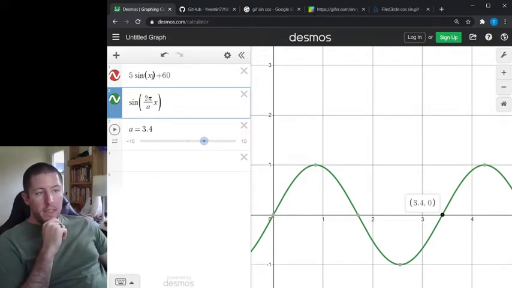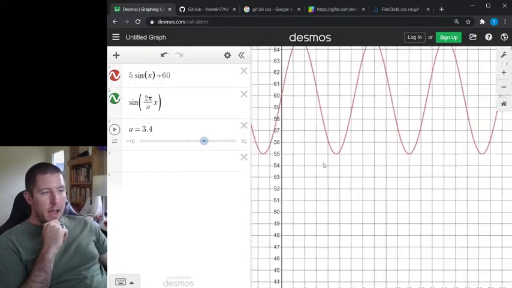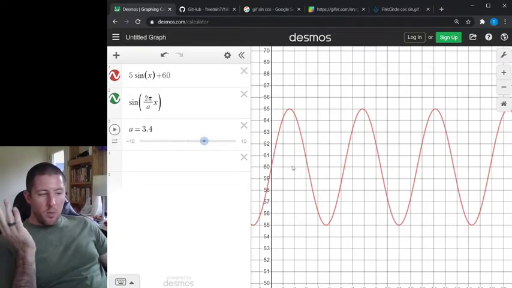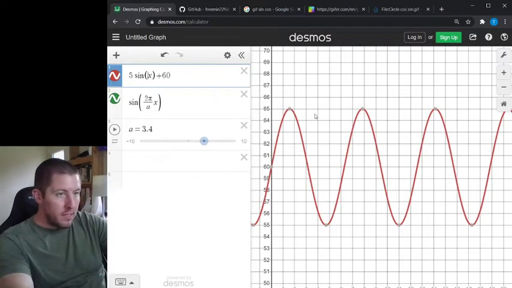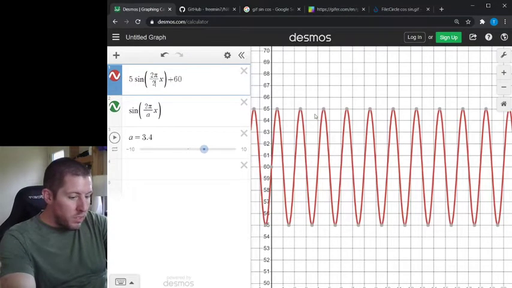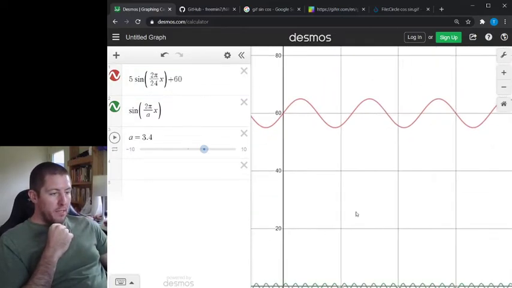So let's incorporate that into our actual model of interest here, right? Currently up here, I don't really understand what our x-axis is measuring. But now if I instead make this 2 pi divided by 24, then I'm seeing that this is actually more representative of a day.